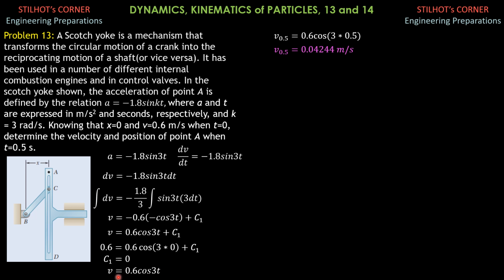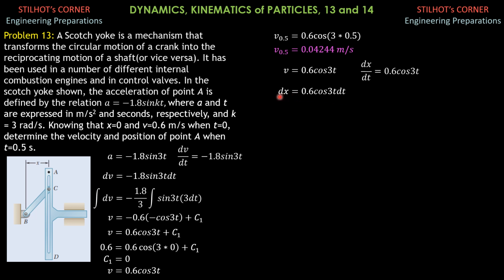Then for the position, velocity is dx/dt, so dx/dt is 0.6 cosine of 3t. So that's why dx is 0.6 cosine of 3t times differential of t.